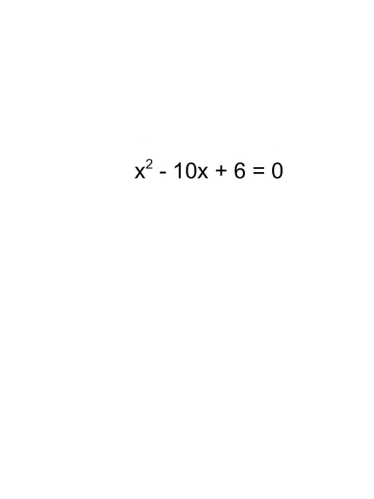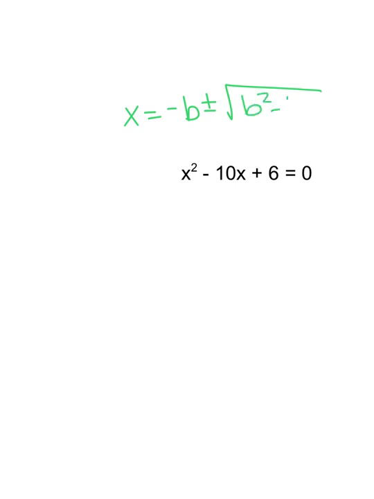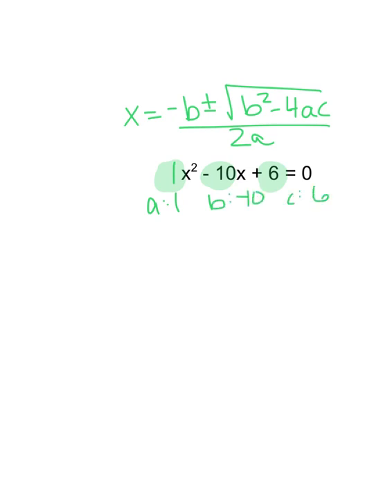So remember the quadratic formula goes x equals negative b plus or minus square root b squared minus 4ac all over 2a. In your equation, you need to identify the a, b, and c. The a is the number that's in front of the x squared, the b is the number that's with the x, and the c is the number that's alone. Keep in mind, if there isn't a number in front of x squared, you can just put a 1 there. So a is a 1, the b is a negative 10, and the c is a 6.